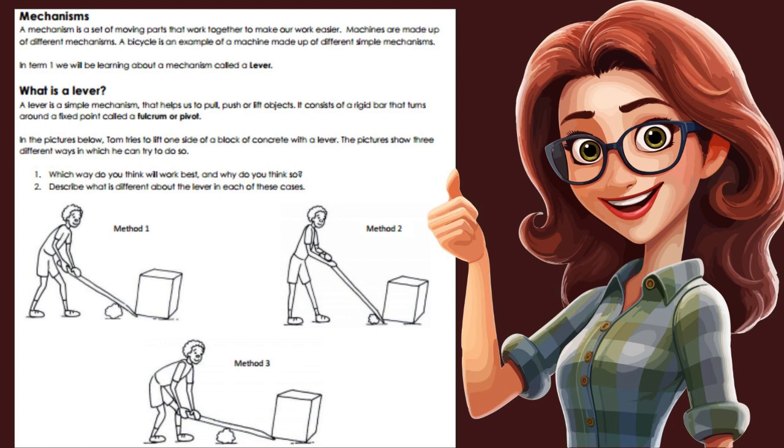What is a lever? A lever is a simple mechanism that helps us to pull, push, or lift objects. It consists of a rigid bar that turns around a fixed point called a fulcrum or pivot.